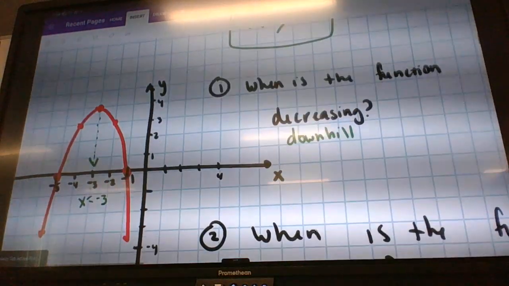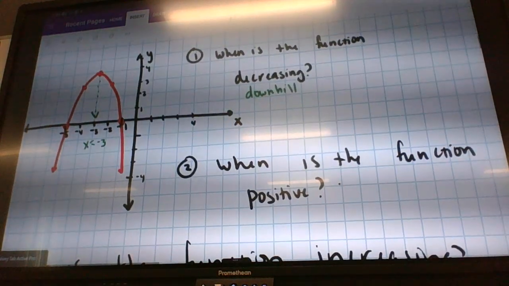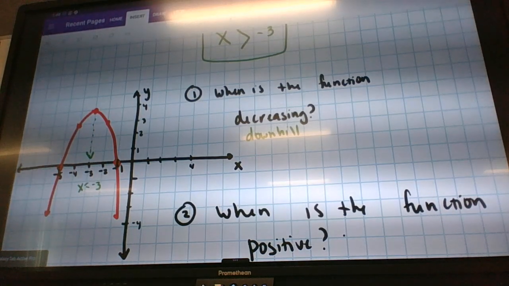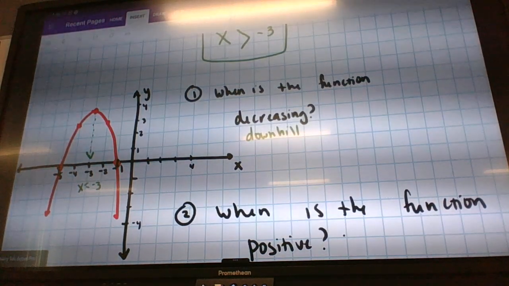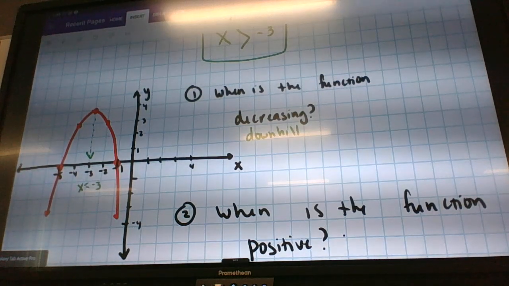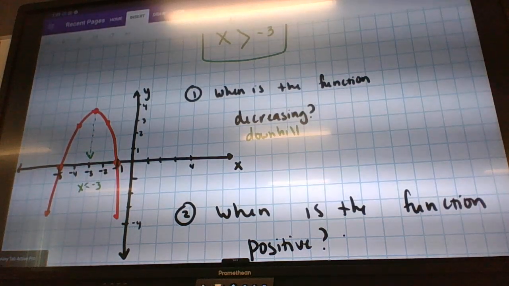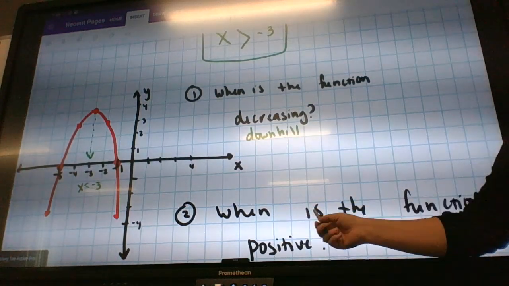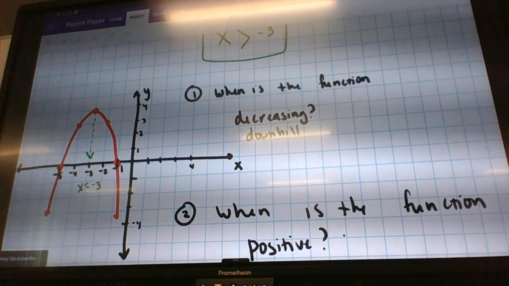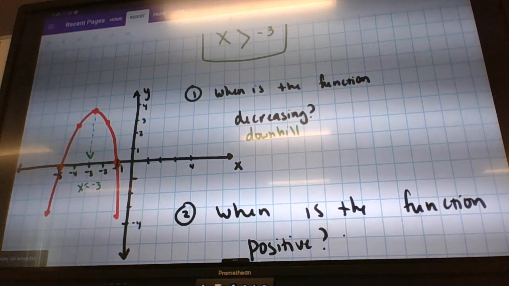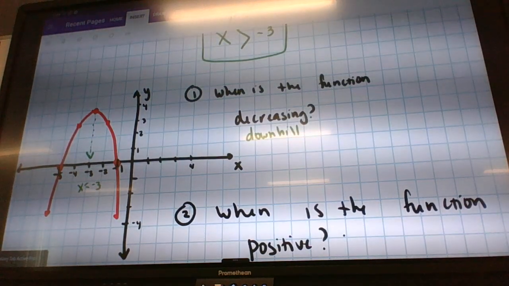More like vocabulary. All right, when is the function positive? Priya, do you know the difference between positive and increasing? Same graph, but a different question. We're down here, number 2. When is the function positive? I want to remind you, positive means above the x-axis.